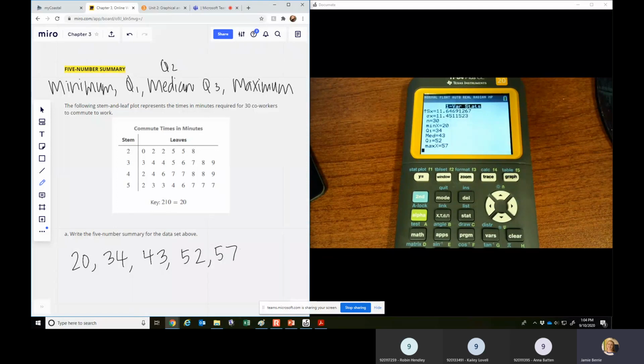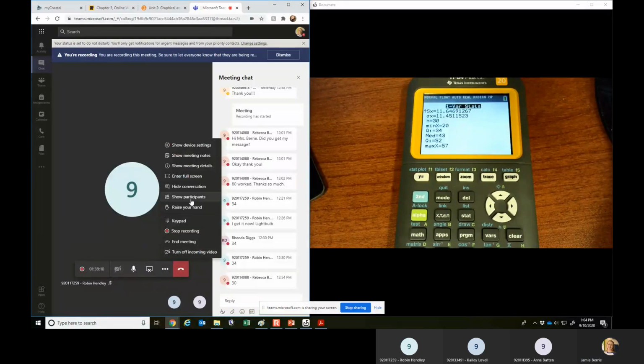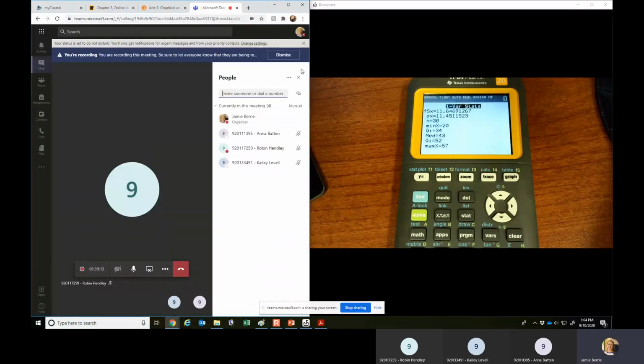I forgot to ask this before, and I'm sorry, I totally meant to ask this, but did anyone else get different numbers? If you got a different number here, then you may have typed something in wrong. Did everybody get these numbers? Everyone is like asleep. Oh, we still have a few people in here.